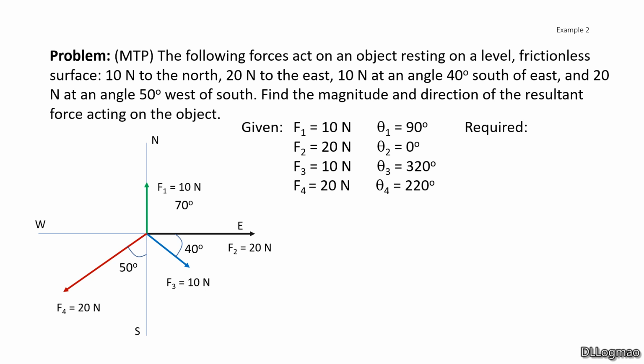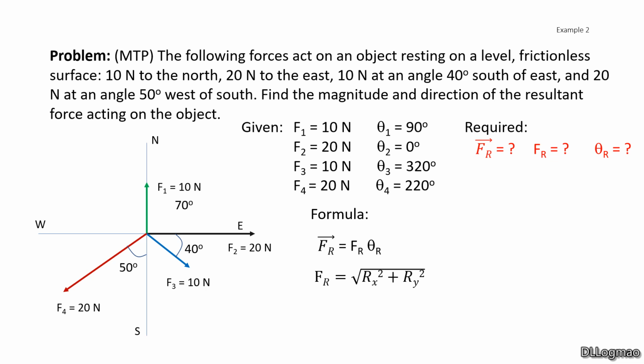The problem requires us to determine the resultant vector, the magnitude of the resultant vector, and the direction of the resultant vector. To solve this problem, the formula to use is vector F sub R, the magnitude and direction of the resultant vector. The magnitude of F sub R can be obtained using the Pythagorean theorem. And the direction theta sub R depends on the location of the resultant vector. If it falls in the first quadrant, theta sub R is equal to the inverse tangent of the ratio of R sub y and R sub x.